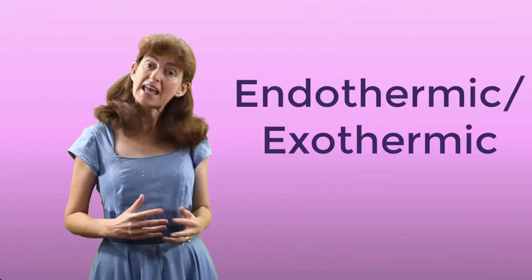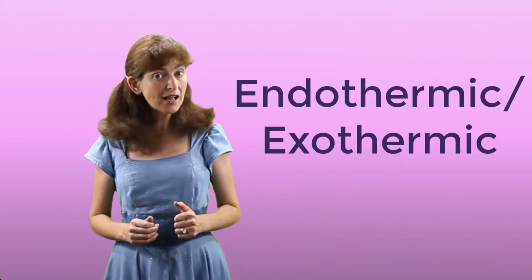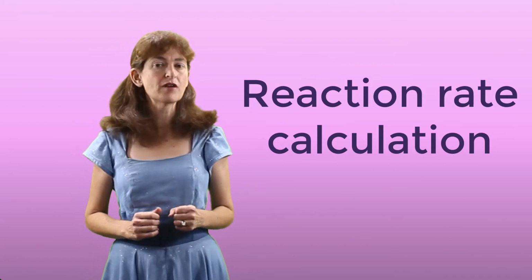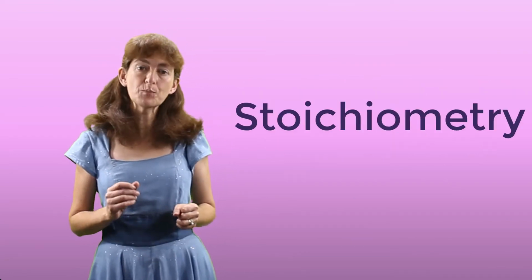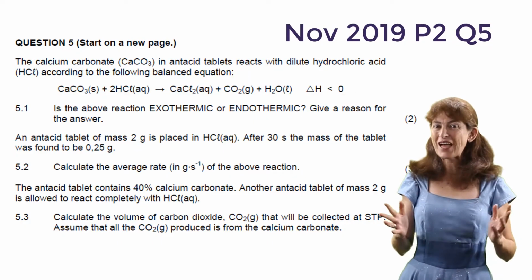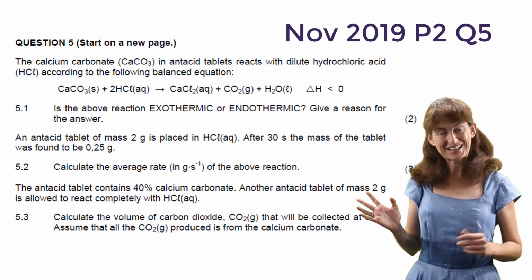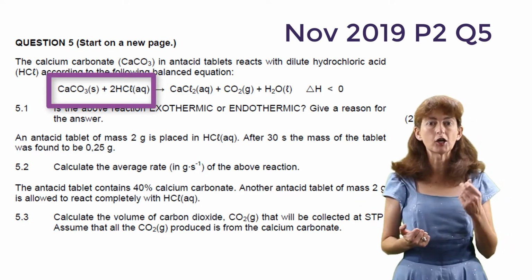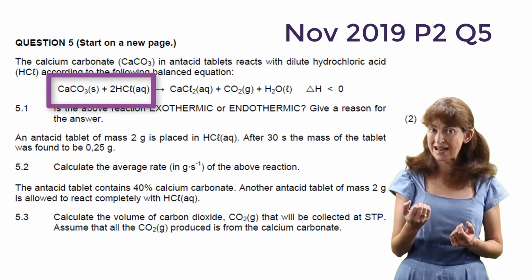In this movie, we speak about endothermic and exothermic reactions. We speak about reaction rate, and we do a calculation about reaction rate, and we also perform a stoichiometric calculation. All that while we answer this question, which you can download from the link below. We see that this question is about a carbonate reacting with an acid.